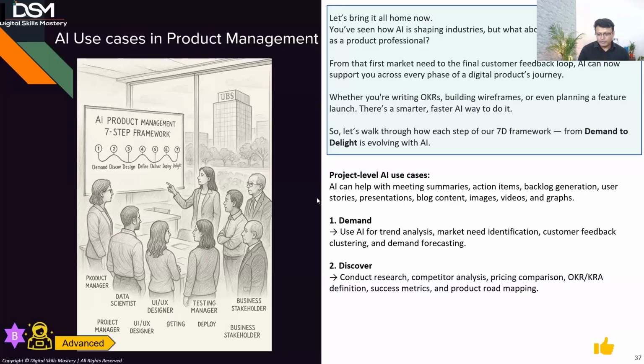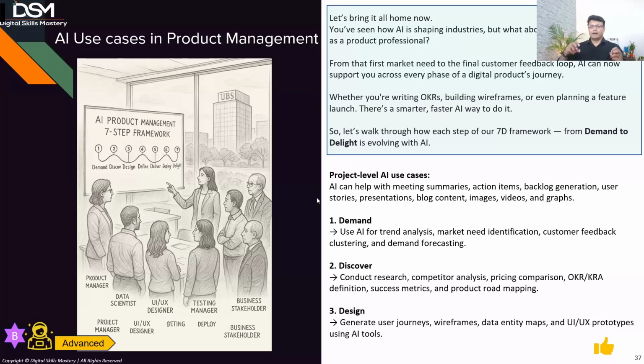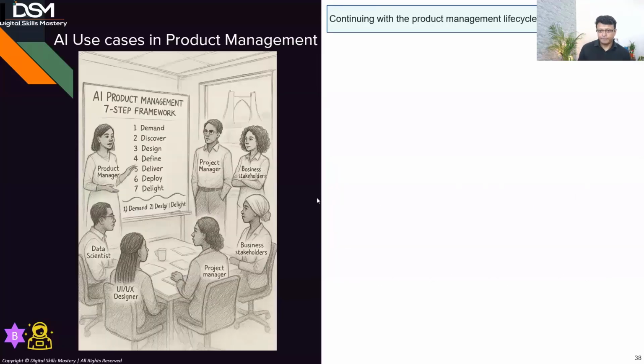And to help you in the next phase, design, you can generate user journeys, wireframes, data entity maps, and UI/UX prototypes using these AI tools. We showed you yesterday Lovable as an AI tool where you can do a sketch, a wireframe, or even build a prototype, and you can just look at how the product idea that you're thinking of as a team is going to fly, how it is looking, and so on. This is something we teach in the AI PMC program in full detail.